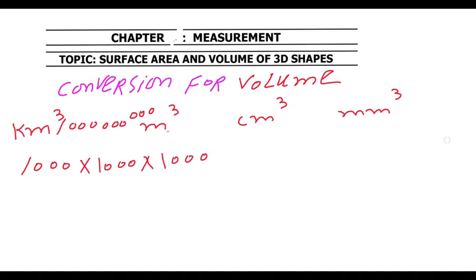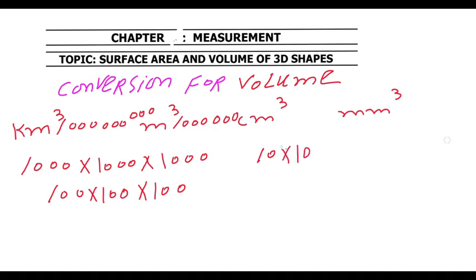Now meter to centimeter, in between is 100. So that means 100 times 100 times 100. That will give me, I use my calculator, 1 million. Now between centimeter and millimeter, I told you, is 10. So 10 times 10, the normal conversion for length between centimeter and millimeter is 10. So now it's cube, 10 times 10 times 10 is going to be 1,000. So it's going to be 1,000 in the middle.